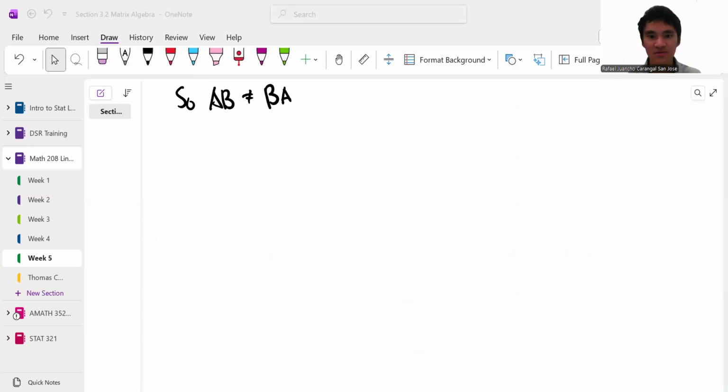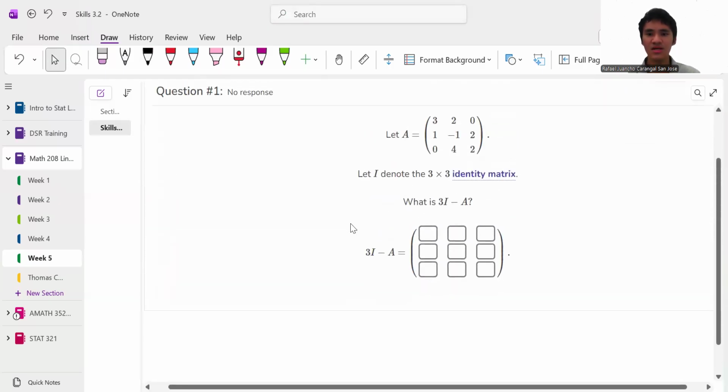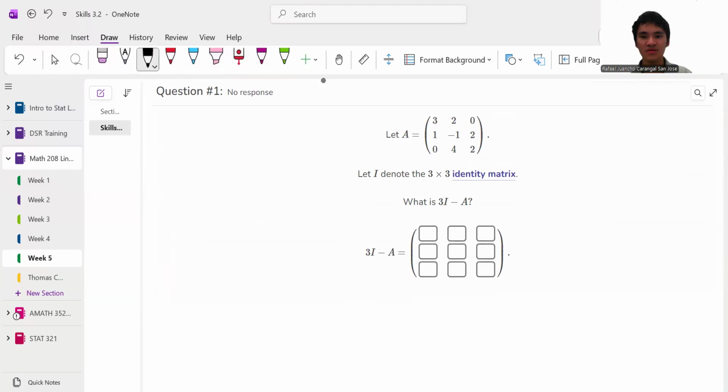Okay, let me see if I can go through some, maybe not all, but some examples from the skill set. Let's try a bit. Okay, let's go through this. If we get it, cool. If we don't, maybe we haven't discussed it yet. Right, so we let A be that. Now here we can see A is a 3 by 3 matrix.